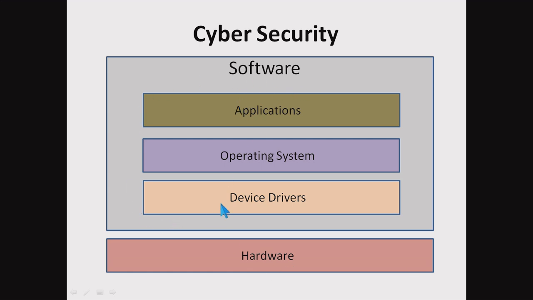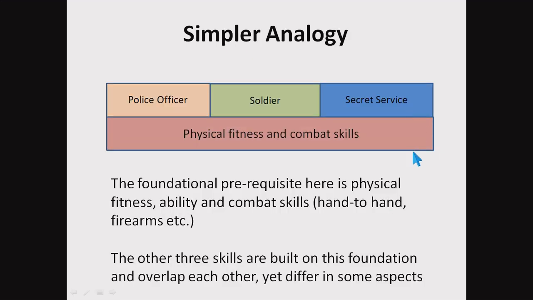So therefore, the cybersecurity of an organization works at these two levels, both the hardware and the software level, and so all of these will have to be made secure ultimately. That is, the hardware, the device drivers, the operating system, and the applications, all of this will have to be secured. So here's a simpler analogy for describing the skills and techniques that we are going to pick up in the duration of this course.